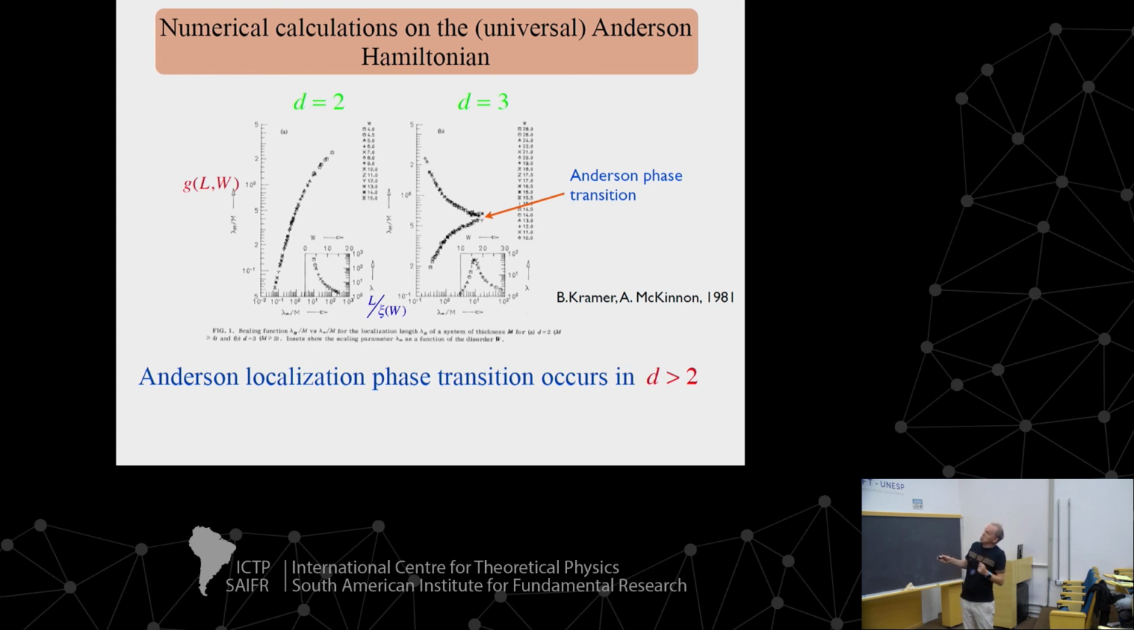In 2 dimensions, nothing happens. You have universality, you have scaling, but nothing specific happens. But in 3 dimensions, you see that for the same Hamiltonian, you have a point here, you have a cusp. It's a singularity in this G. And this is the signal of the Anderson phase transition. Here it's just numerics. You calculate the conductance of this Hamiltonian, and this is what you observe. And this is just numerical proof that there is an Anderson phase transition above 2 dimensions. In 2 dimensions, you don't see any singularity. In 3 dimensions, you see a singularity. And the Anderson localization phase transition occurs in D larger than 2.